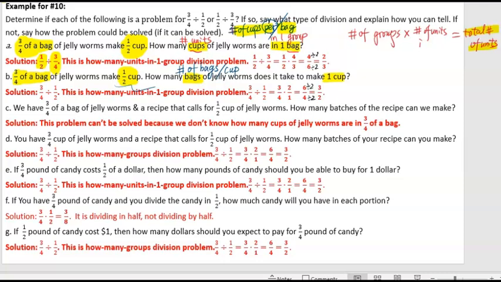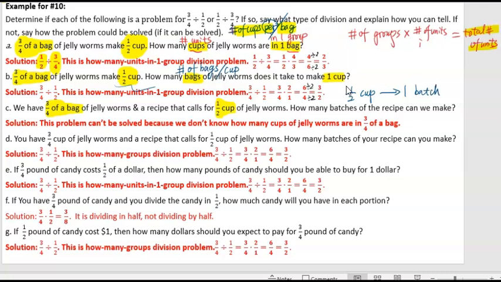Okay, let's see part C. So we are given 3/4 of a bag, and then a recipe that calls for 1/2 cup of jelly worms. So how many? So this is one batch. So 1/2 cup of jelly worms can make one batch. Let's write down the information. So 1/2 cup can make one batch of the recipe.